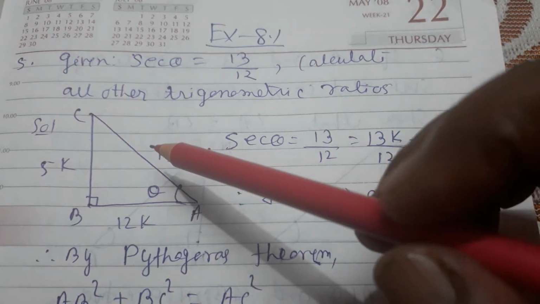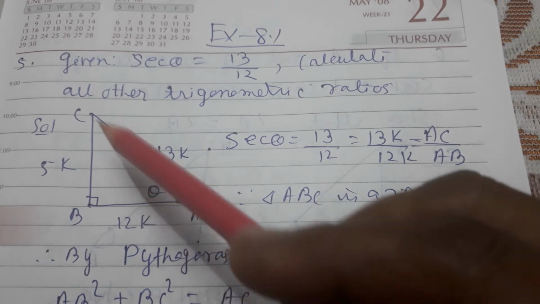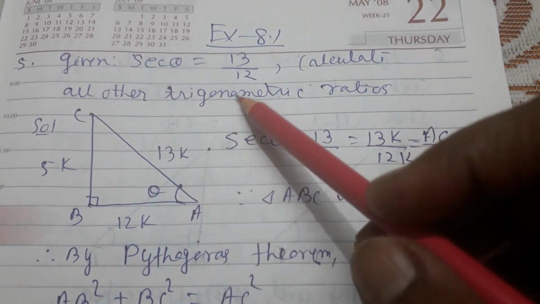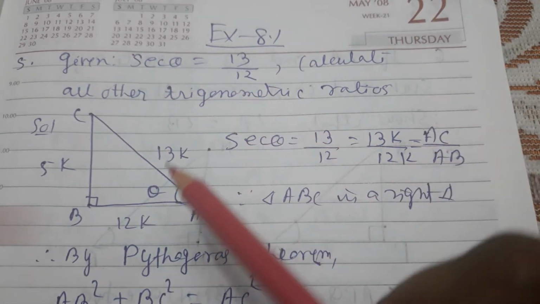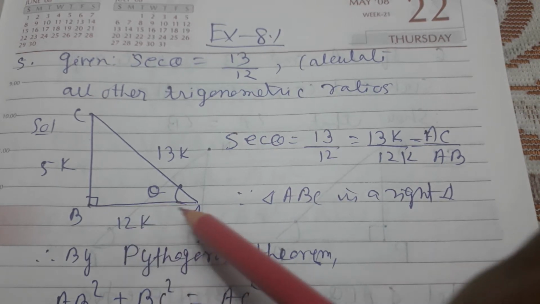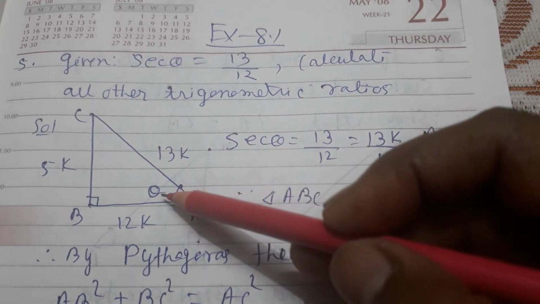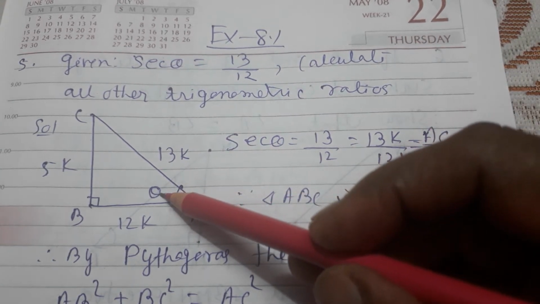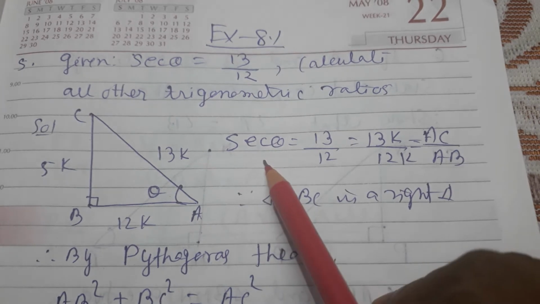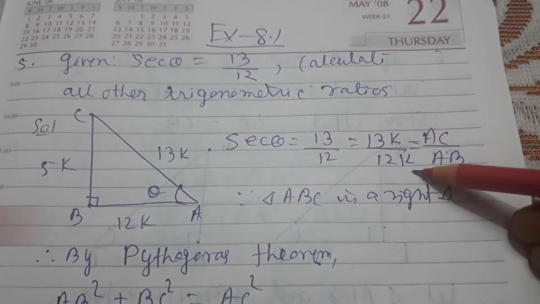Today I shall start question number 5 of exercise 8.1. It is given that sec theta equal to 13 by 12, and calculate all other trigonometric ratios. So ABC is a right triangle. This angle A I have assumed theta. Now sec theta equal to 13 by 12, that is 13k by 12k.